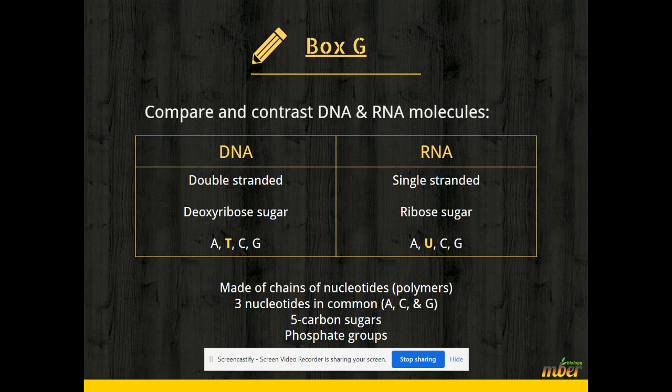The things that they have in common is that they are made up of chains of nucleotides, monomers. There are 3 nucleotides in common: A, C, and G. They both have 5 carbon sugars, and they both have phosphate groups. I know there's not really a spot for the things that are the same, but you can just put a little line that says "same" in one of them and draw an arrow to the other. That's fine as long as you write it down.